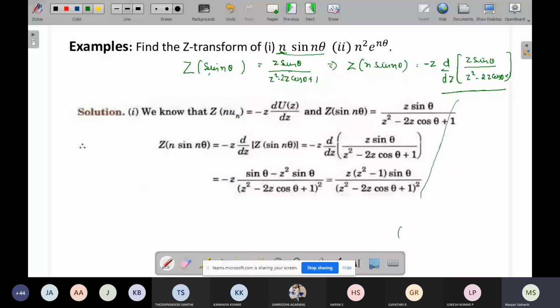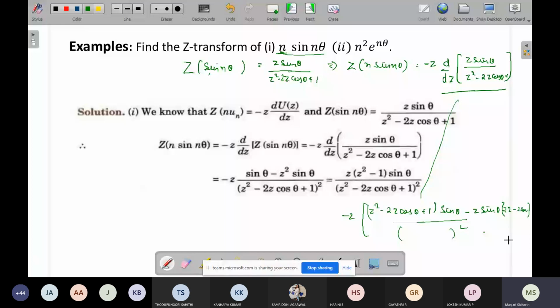Denominator whole square, right? Then denominator same. Numerator derivative, now derivative with respect to z, so theta will be treated as constant. Sine theta. Then z sine theta same, and derivative of denominator, that means 2z minus 2 cos theta. Then solve this. Okay, you will get the answer.